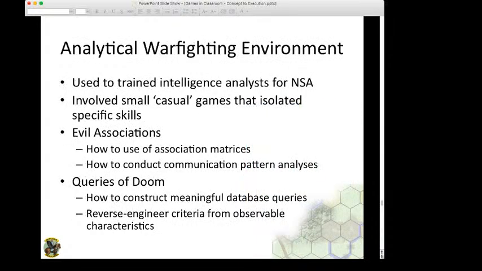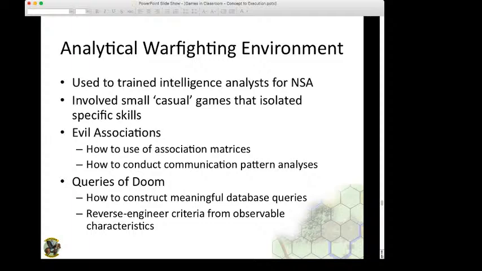The analytical warfighting environment is one of the things we built for the NSA, and the idea was helping train some intel analysts for the NSA. They were a lot of very small casual games. One of them, Evil Associations, was one of the more popular ones. The skill we were teaching was how to use an association matrix. So you've got this 6x6 grid of different people, and you've got to figure out how these 6 different people are connected to each other. 1 and 2 may not be connected at all, but 1's connected to 3, 4, and 5, and 5's connected to 2. So these guys do have this interconnecting web of people.